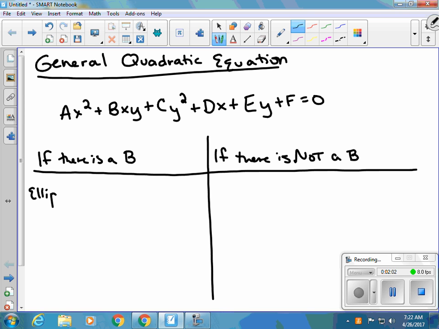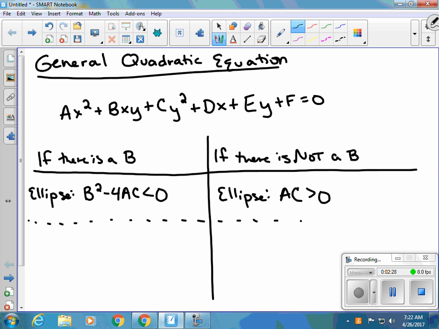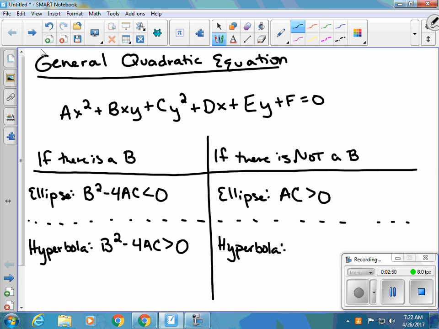So if you have an ellipse and there is a b, you can base it off of the discriminant, and it's b squared minus 4ac is less than 0. If there is not a b for an ellipse, then ac is greater than 0. If we have a hyperbola and there is a b, b squared minus 4ac is greater than 0. If there is not a b, then we have ac is less than 0.